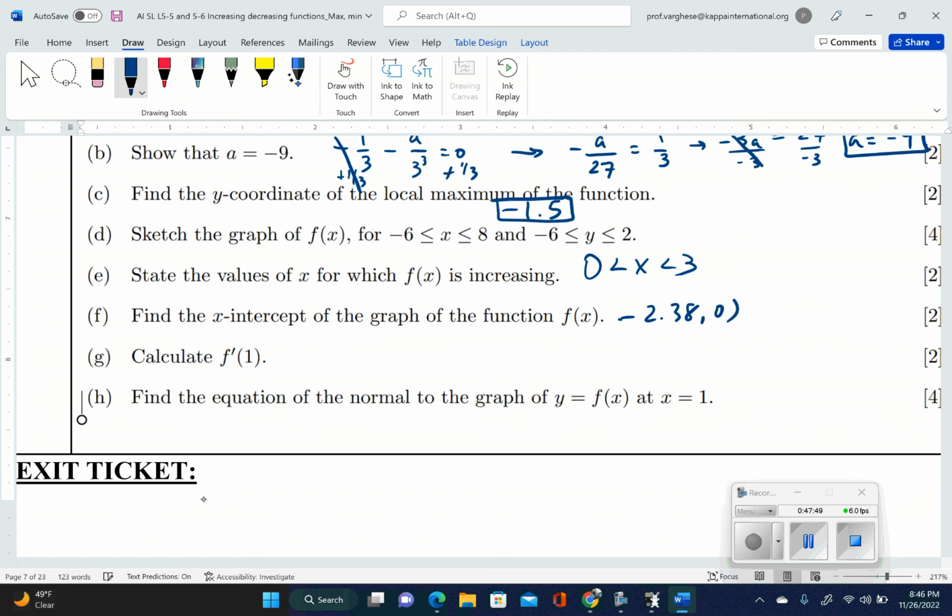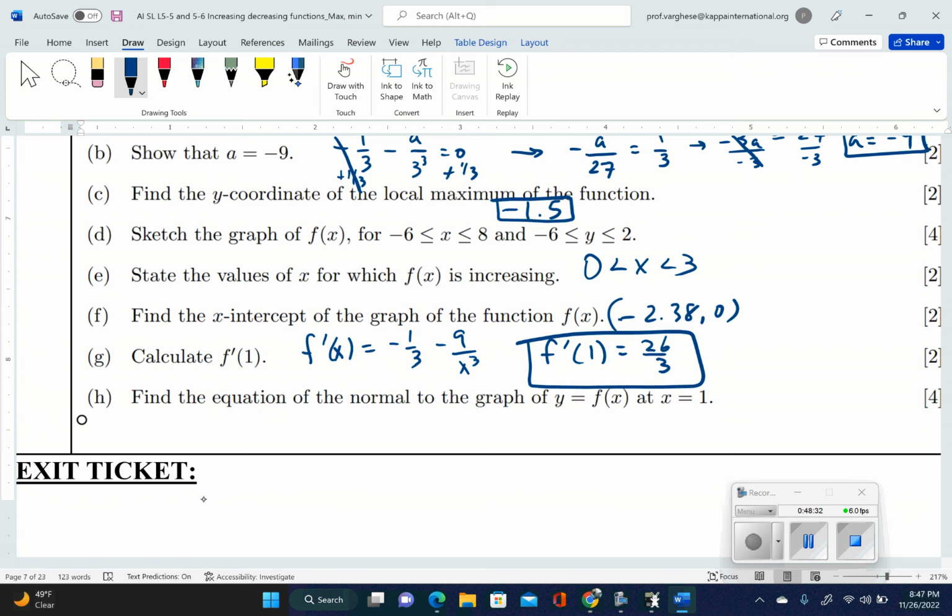So x-intercept -2.38, comma 0, and then calculate f prime of 1. So I'm going to take my derivative, which I have. So I have f prime of x, just to refresh our memory, is equal to -1/3 minus 9 over x to the 3rd power. So all I'm going to do is wherever I see my x, I'm plugging in 1 here. So f prime of 1 is going to equal 26 over 3. All right, so that is that answer.